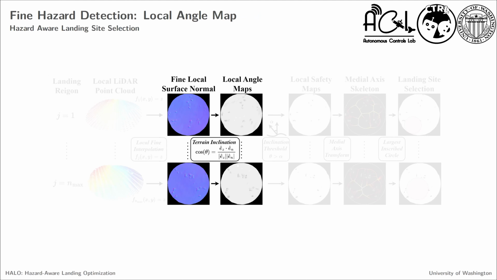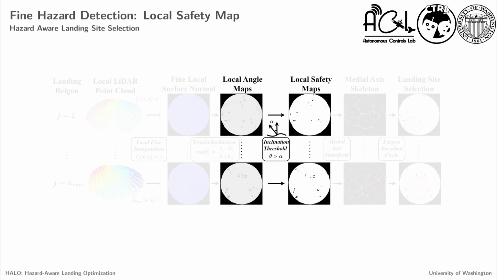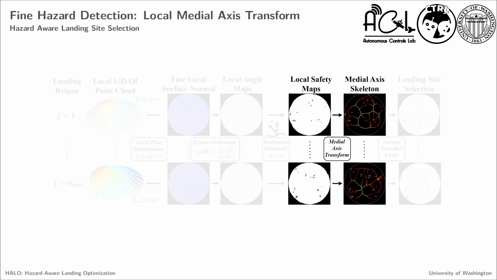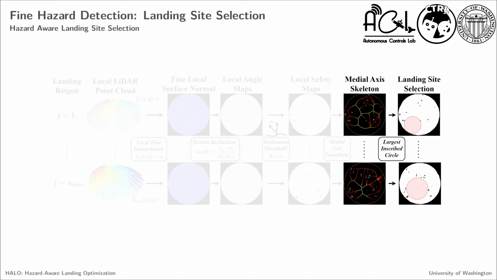The surface inclination is found from the surface normal, which is thresholded such that the inclination above a value alpha is considered to be unsafe, resulting in localized safety maps. The medial axis transform is again applied to each local safety map, and the largest inscribed circle is chosen as the landing site for that region, ultimately resulting in N max landing sites, which are passed to adaptive DDTO.